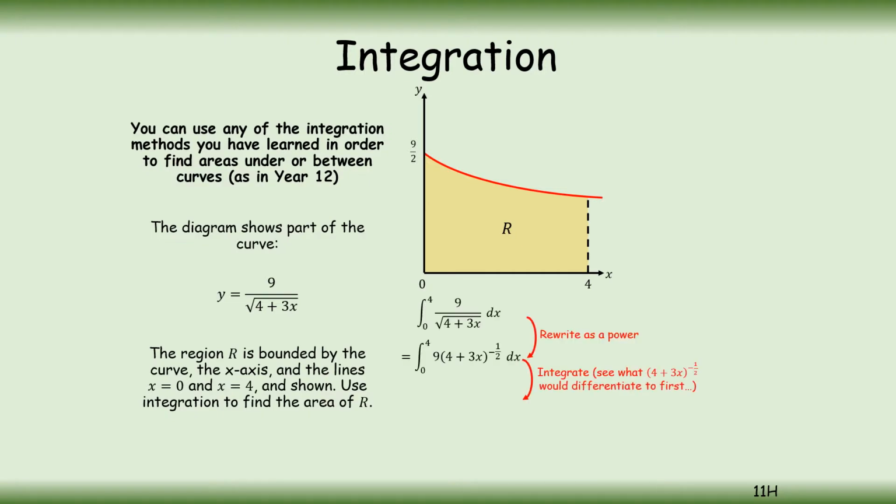Simply just substitute in the limits, so 4 and 0. And once you substitute in the limits, you get 12 square units.